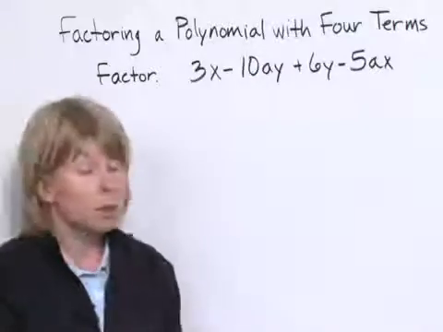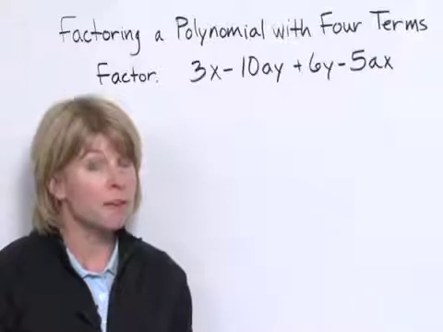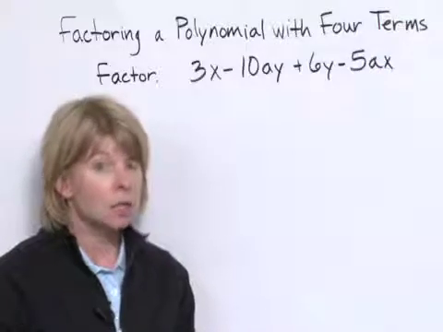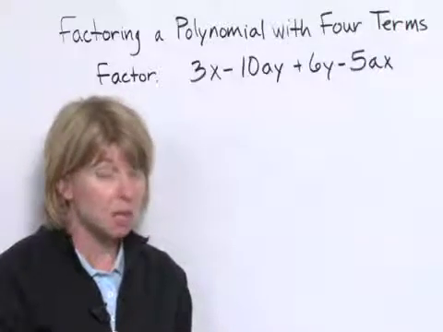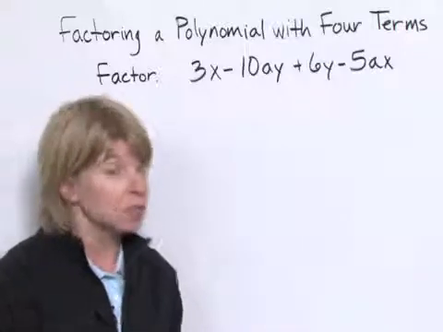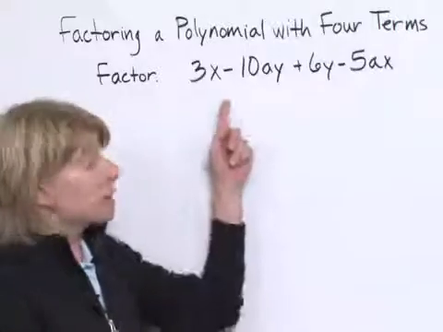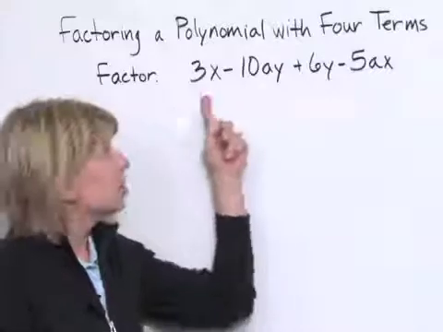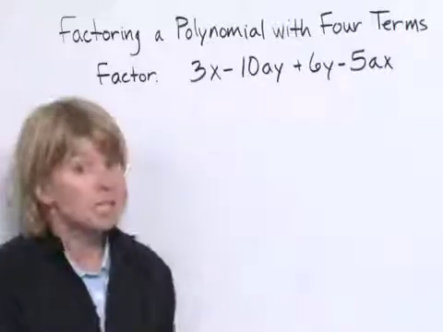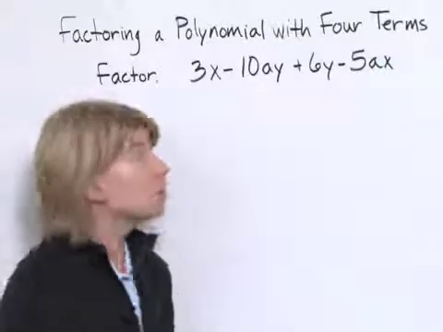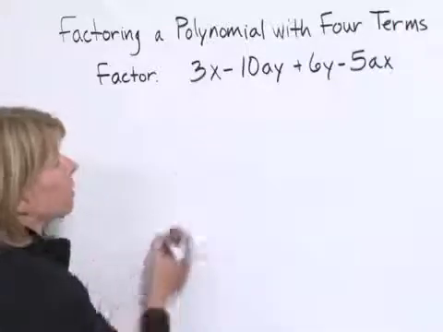Now when we have a polynomial with 4 terms, we want to try factoring by grouping, which means looking for a common factor in the first 2 terms and looking for a common factor in the second 2 terms. Notice the way it's written, we don't have a common factor in the first 2 terms. The helpful hint says, go ahead and rearrange the terms in order to have that common factor.